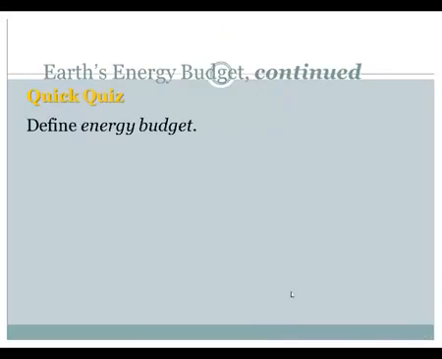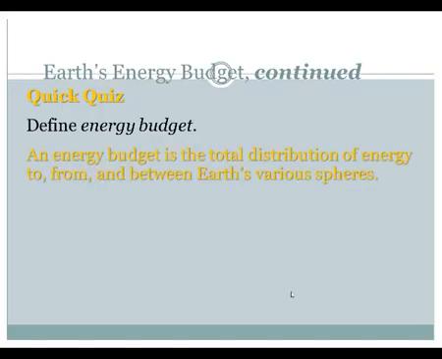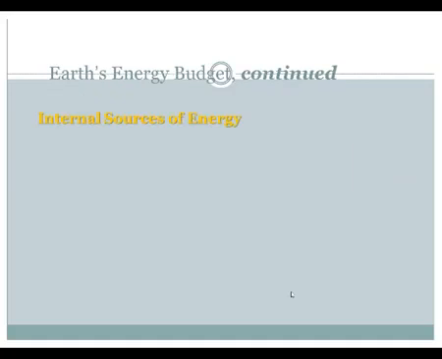So quick quiz. Define an energy budget. What is an energy budget? The amount of energy that you can keep. Okay, the amount of energy that our planet gets, and not necessarily just keeps, but gets and uses on a daily basis. Okay? So an energy budget is the total distribution of energy to, from, and between Earth's various spheres.